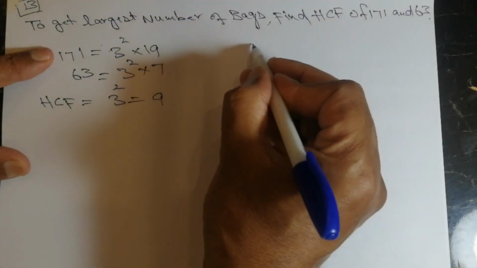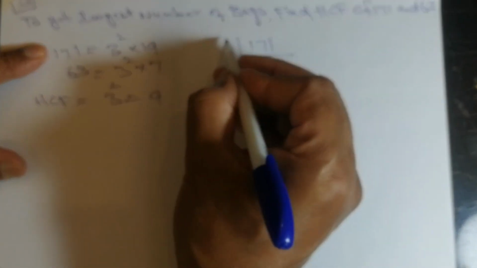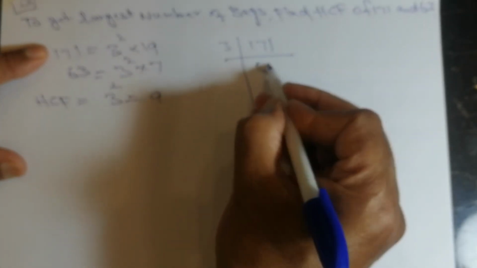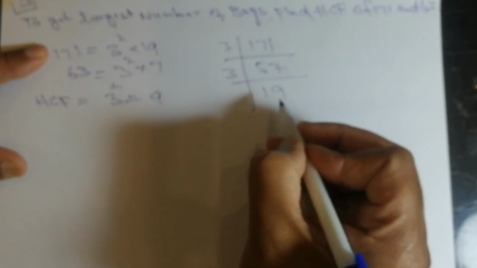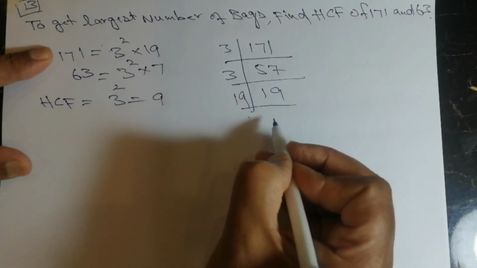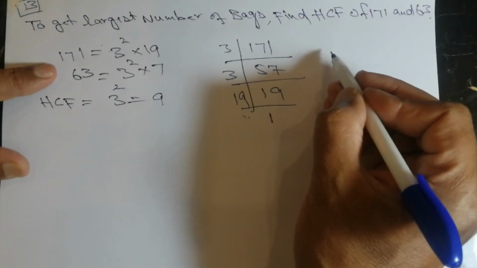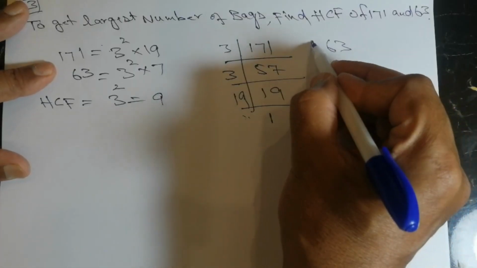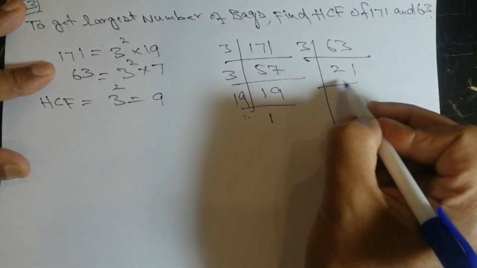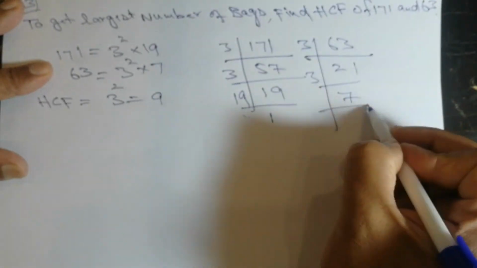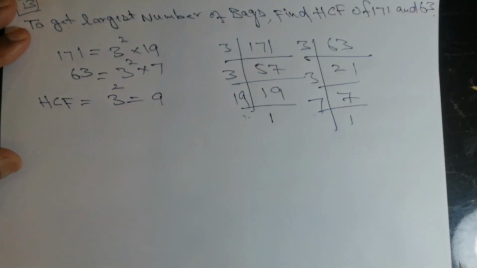So if you want to factorize 171, 3 5s are 15, 3 1s are 3, 3 3s are 9, 3 9s are 27. So this is 19, 1 time 19. So this is 3 raised to power 2 into 19. And for 63, 3 2s are 6, 3 1s are 3, 3 7s are 21, 7 1s are 7. So 3 raised to power 2 into 7. This is the GCF.